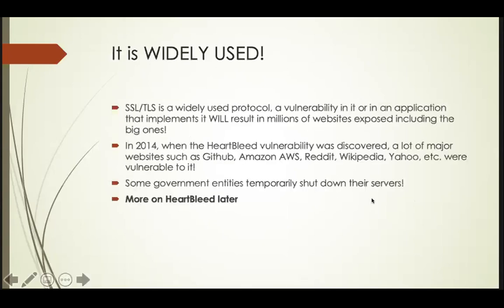First of all, this protocol is very widely used. So basically, a vulnerability in it, or in an application that implements it, will result in millions of websites being exposed, including big companies' websites. I'm talking about things like Amazon, Google, and so on. For instance, in 2014, when the Heartbleed vulnerability was discovered, a lot of major websites such as GitHub, Amazon, AWS, Reddit, Wikipedia, Yahoo, and many more were vulnerable to it.